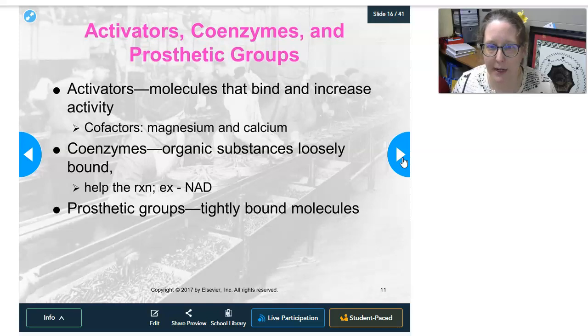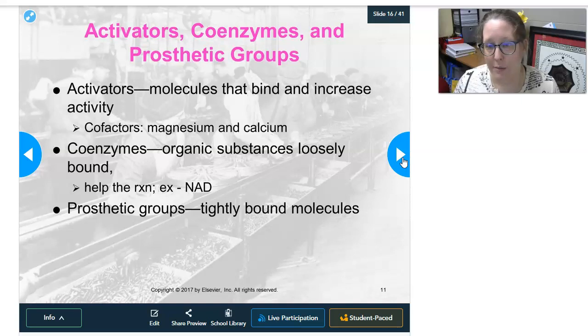All right, talk a little bit about activators, coenzymes, and prosthetic groups. So activators are molecules that bind and increase the activity of the enzyme. These are often cofactors such as magnesium, calcium, zinc, selenium, etc., to make all of the enzymatic processes in our body that require those happen faster and smoother and better.